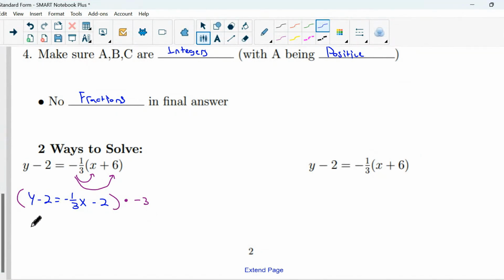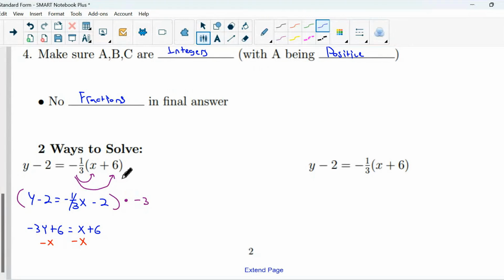Okay, so let's go ahead, multiply everything by negative 3. So negative 3 times y gives me negative 3y. Negative 3 times negative 2 gives me positive 6 equals negative 3 times 1/3. That cancels out. So that just gives me x. Okay, now that I have undone my fractions, now I need to move both of my variables to the left side. So in order to do that, I need to subtract my x to the other side.